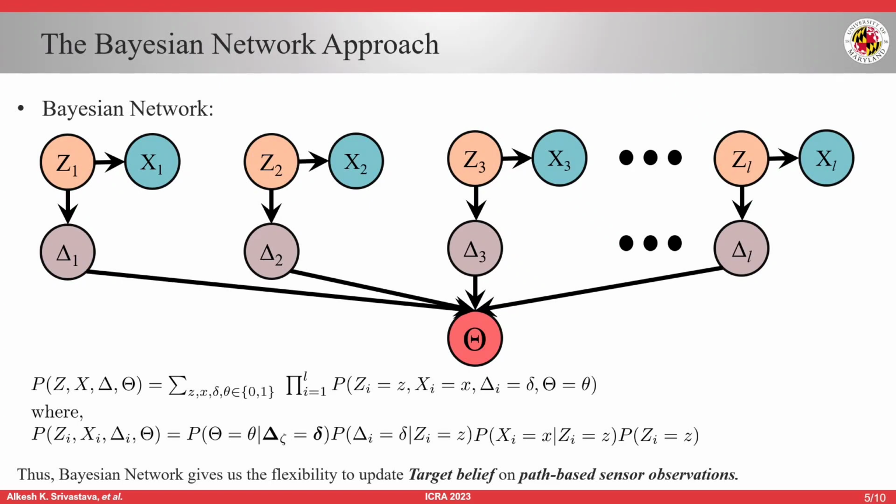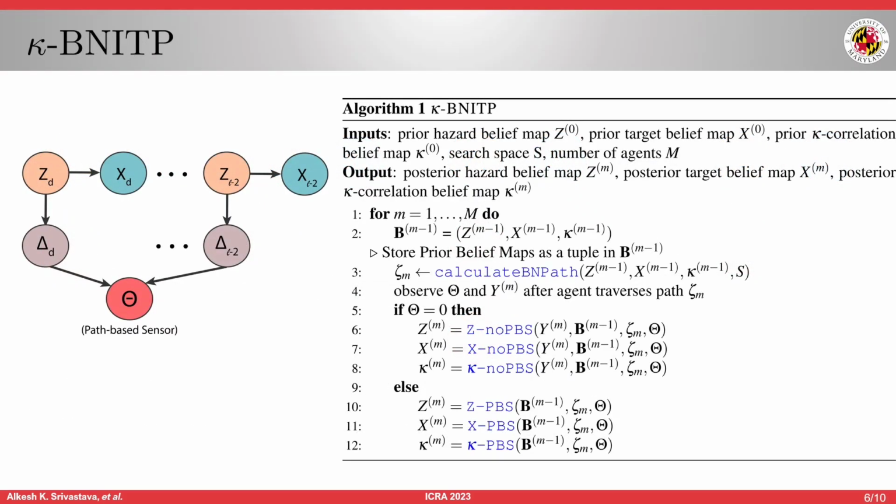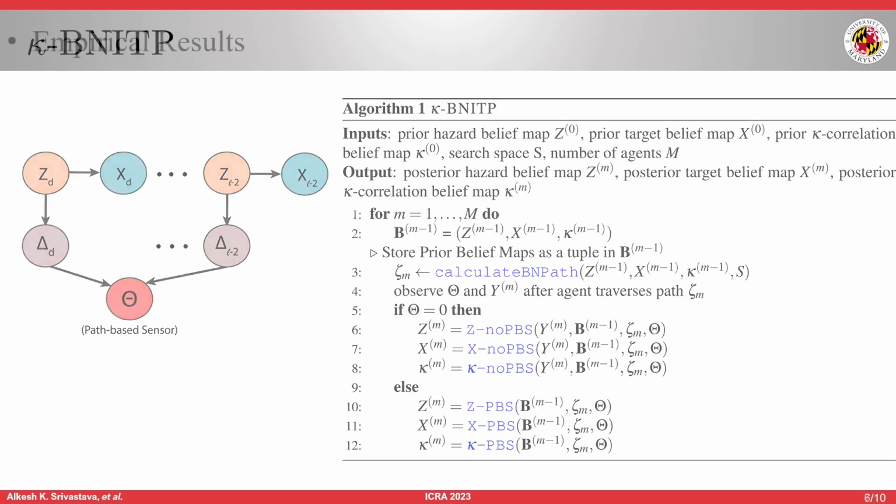Based on this Bayesian network and this joint probability distribution, we formulated an algorithm called kappa BNITP. The details of this algorithm are present in the paper. Feel free to read it and reach out to me if you have any questions about it. But I'll directly jump into the results due to time constraints. So we conducted various experiments and we found some useful results, some good, some bad, and I wanted to share them with you at this workshop.